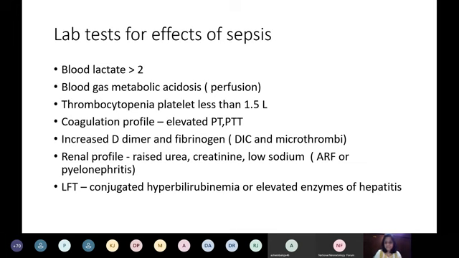We check the renal profile and we see that there is a renal shutdown. So we see acute renal failure or pyelonephritis causing elevated urea and creatinine in the baby, with clinical symptoms, of course. So if you see that kind of thing, then again we can suspect it as indirect evidence.